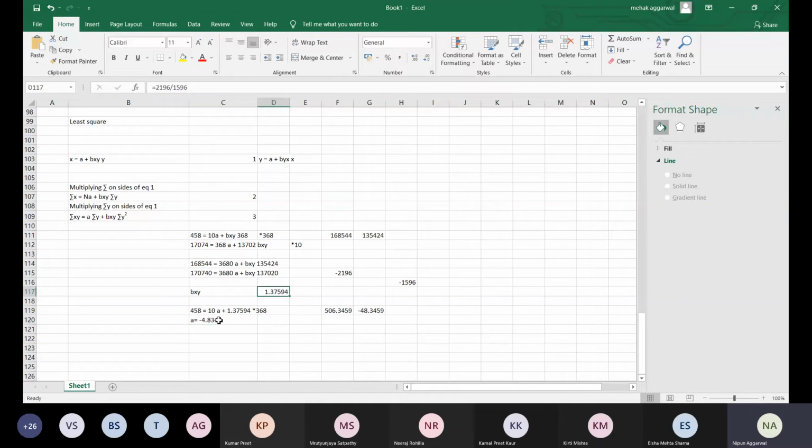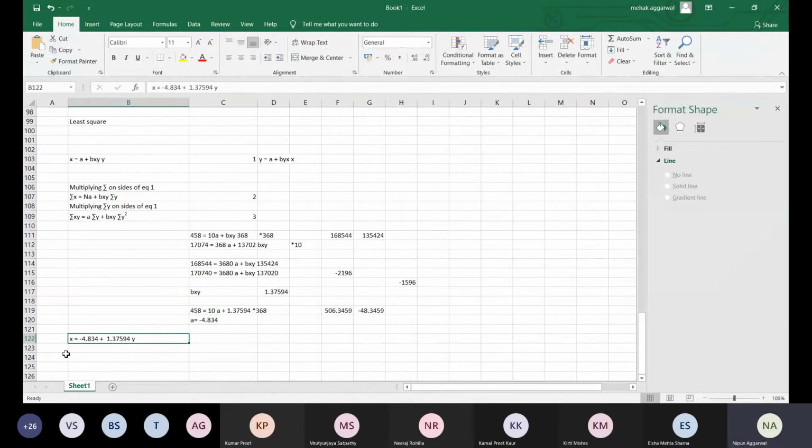So the bxy value is this, and a is this. So your regression line becomes x is equal to a, where a is minus 4.834, plus bxy, which comes out to be 1.37594, into y. So this becomes your regression line of x on y. This particular line shows how sales is dependent on expenditure. So this will be your least square method.